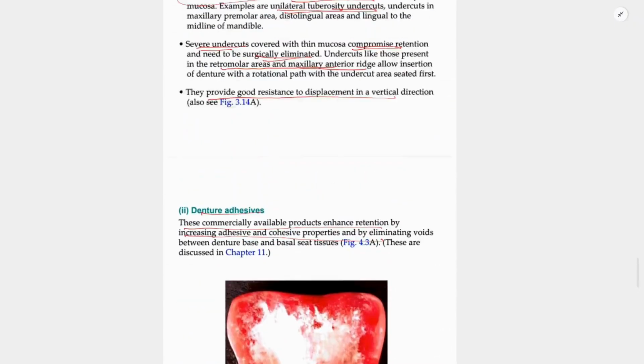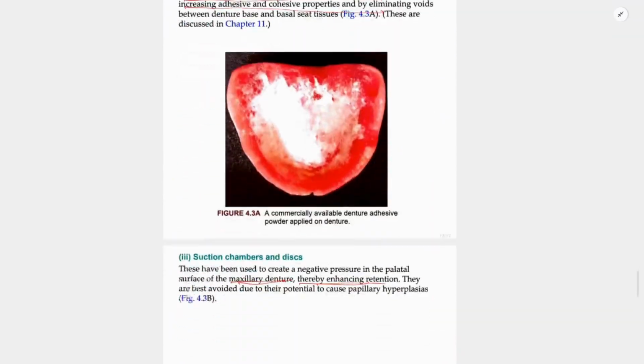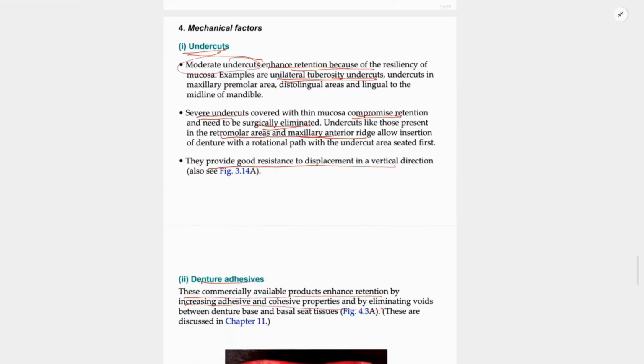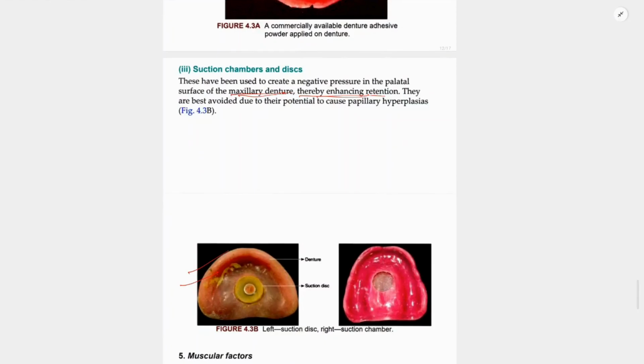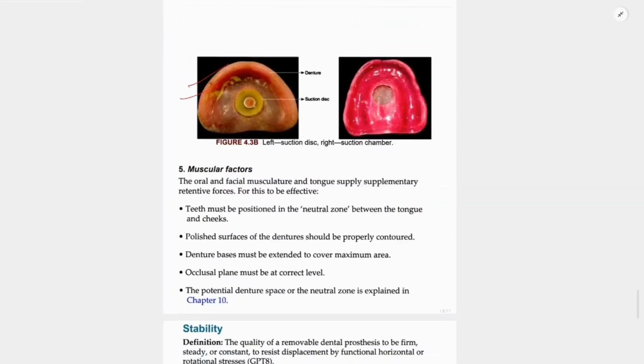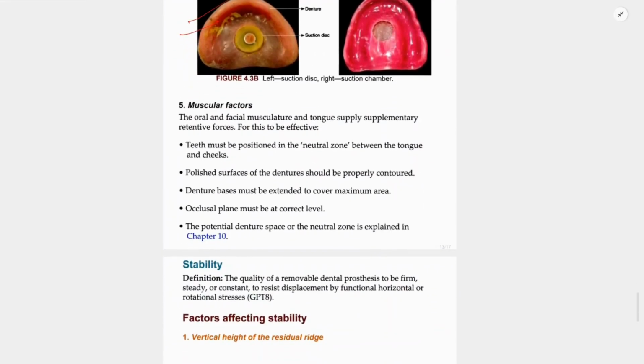So in mechanical factors there are 3: undercuts, denture adhesive, suction chambers and disc. Undercuts, moderate undercuts enhance the retention. Severe undercuts compromise the retention. Denture adhesive enhances the retention. Mainly people use it for the maxillary denture. Then comes suction chamber and disc. Then comes the muscular factors, which is the last factor in your retention.